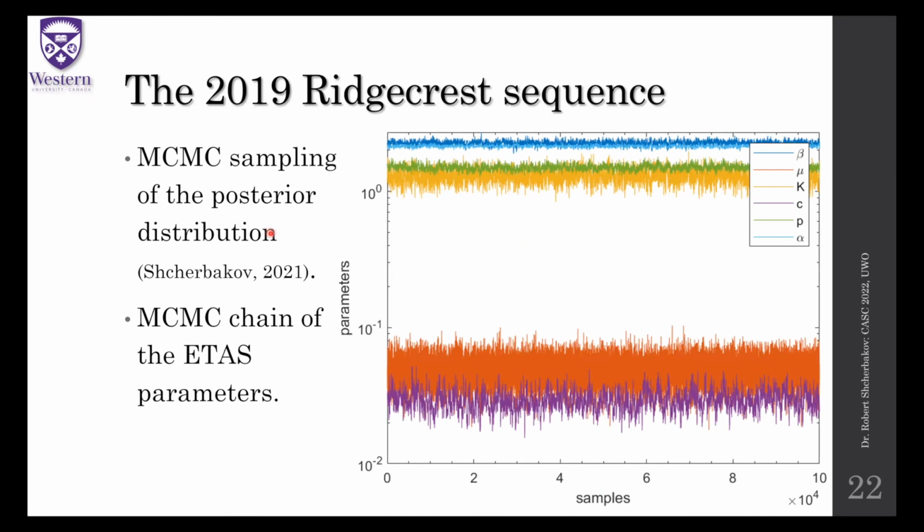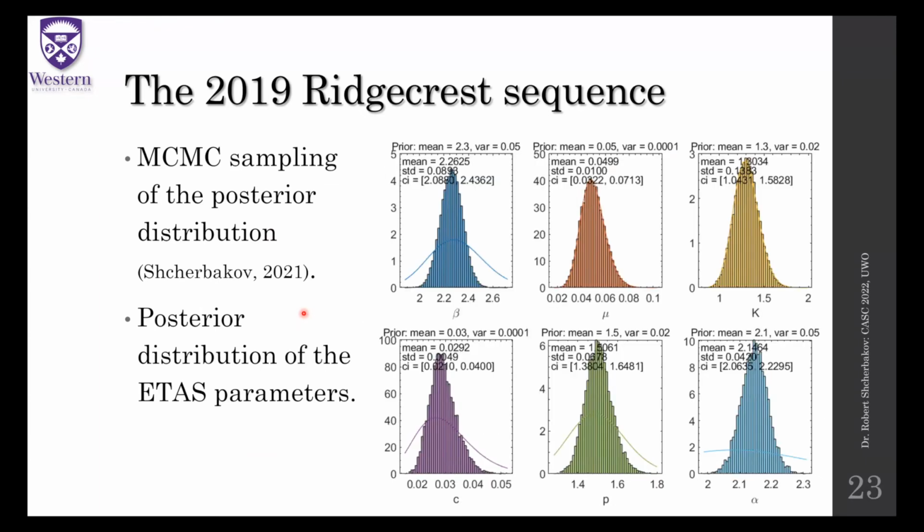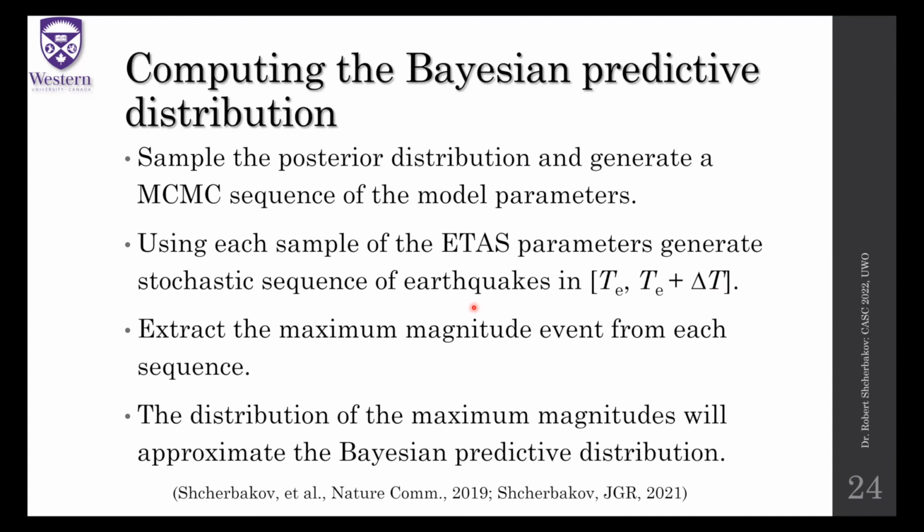So here's an example of the sampling of the model parameters using Markov chain Monte Carlo sampling. This is the marginal distribution of those model parameters, and those distributions contain the uncertainties associated with each model parameter.